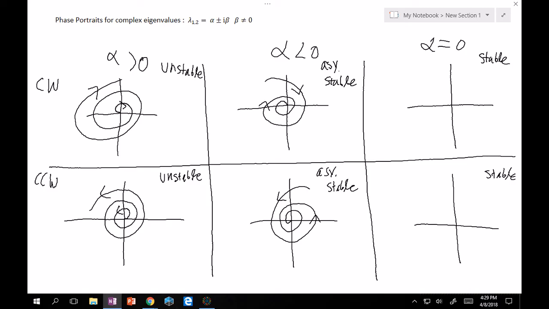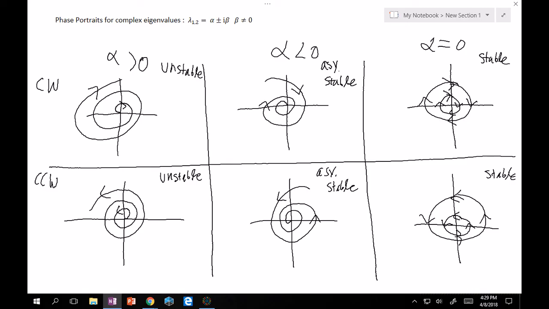And then what about stable? What's the in-between of these? It doesn't go towards the origin, but it's still stable. It's probably a circle. So it just stays on its own little path. If we want it to be clockwise, we can do something like this, where the arrows point like that. And then if we want it to be counterclockwise, we can make it like this. And there you go. Those are the six possible phase portraits you can have for complex eigenvalues. I'd recommend studying this little table.